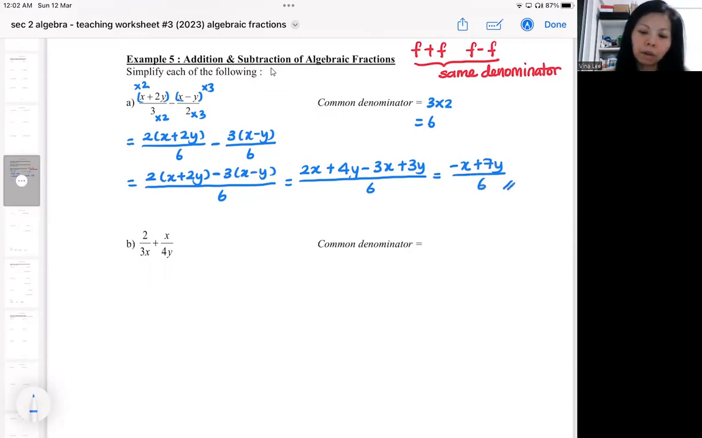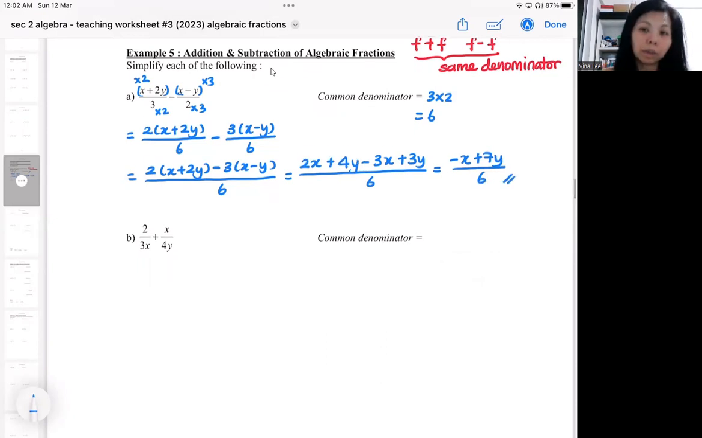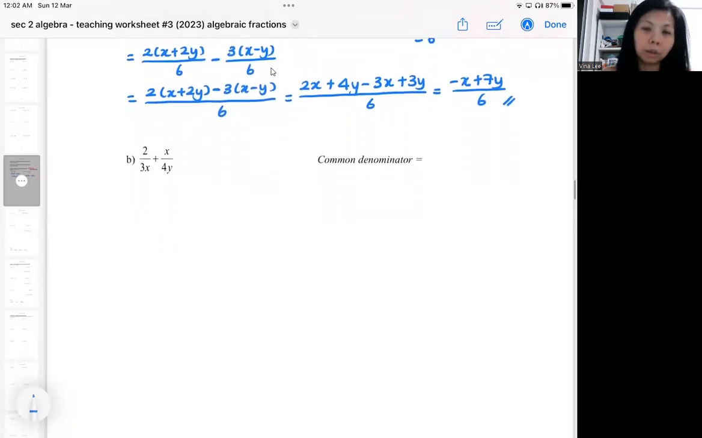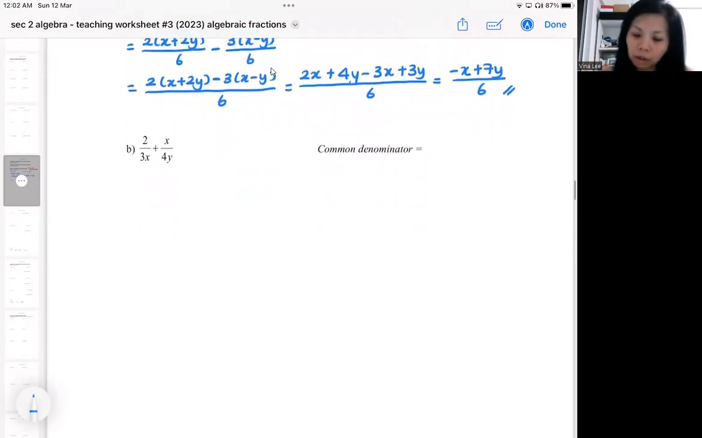So this one is more like set 1 work. In set 1, you already learned making the same denominator. It's just that right now, our denominator will get more complex. Okay, so for part B, the common denominator will be these two, so it's actually 12xy.